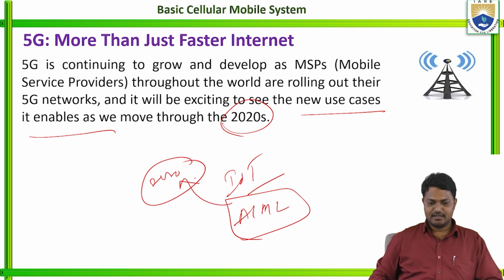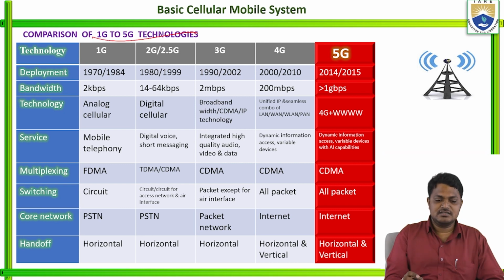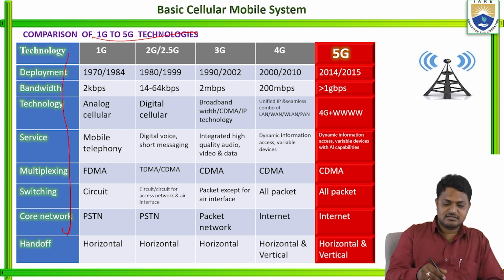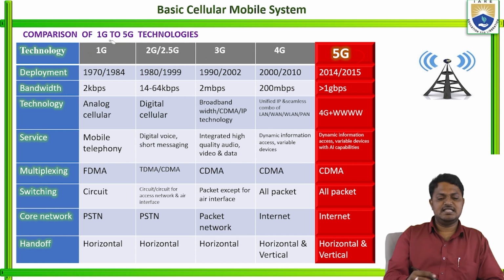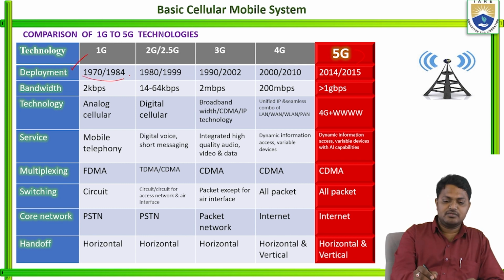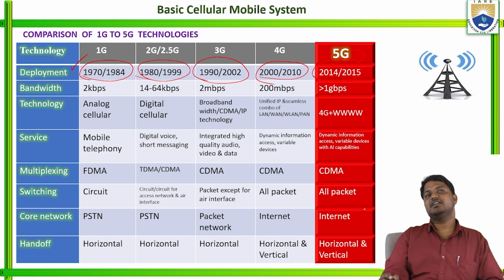Next, this is the comparison table, the comparison of 1G to 5G technologies. Which type of technology is used in them? These are the generations: 1G, 2G, 2.5G, 3G, 4G, and 5G. See here, deployment. Just now we discussed 1917 to 1984 here, and 2G is 1980 to 1999, then 1999 to 2000, 2000 to 2010, and 2014 to 2015 is 5G. So these are the deployments.